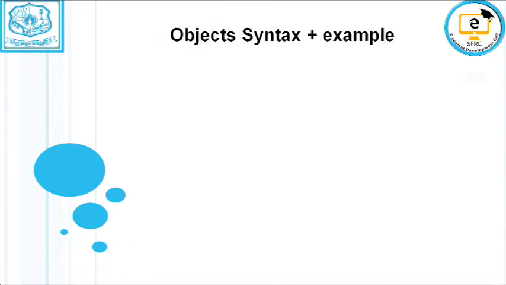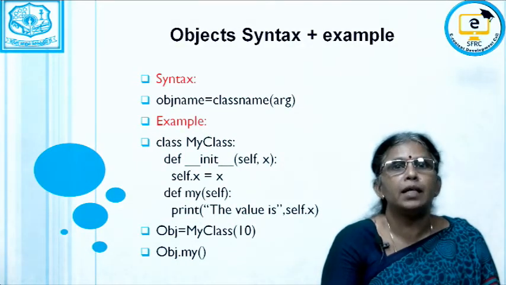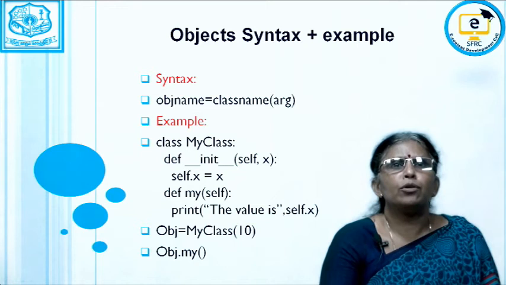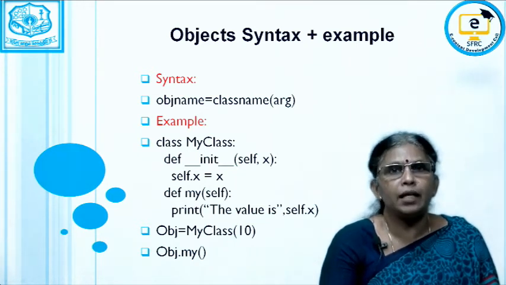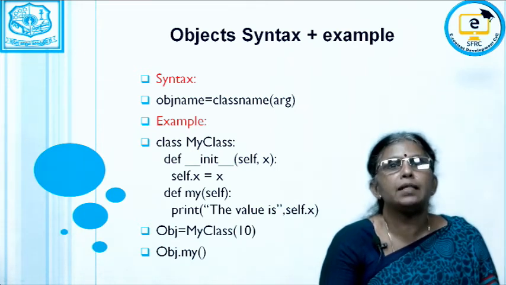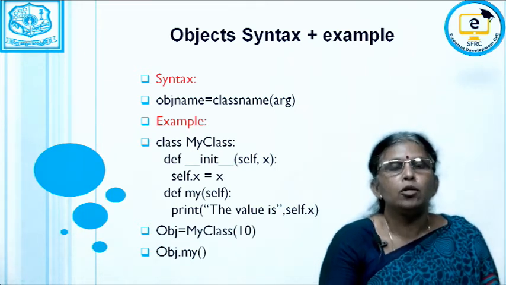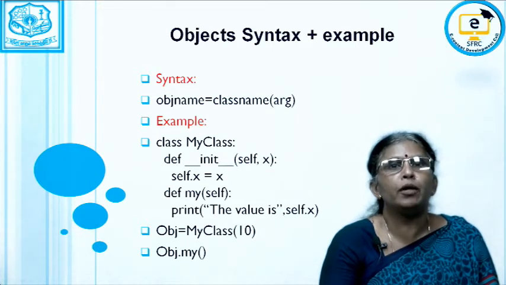The next one is the syntax of an object with an illustration. The syntax is the object name equated to the class name, and you can pass any number of arguments. However many arguments you have given in the init method should be separated by commas. You need not mention the self argument when you create an object.